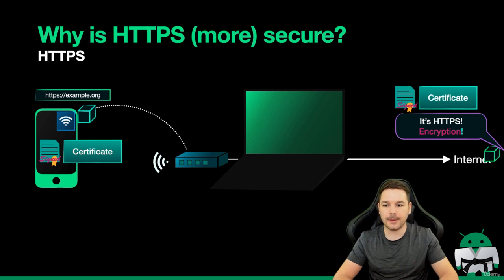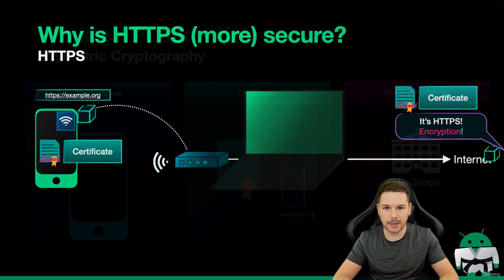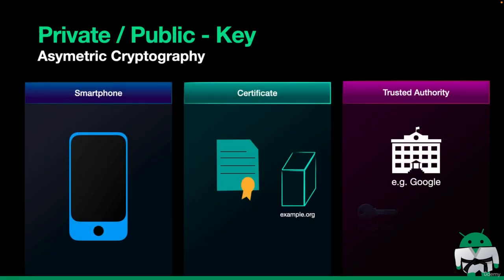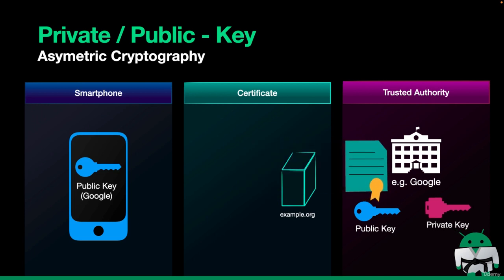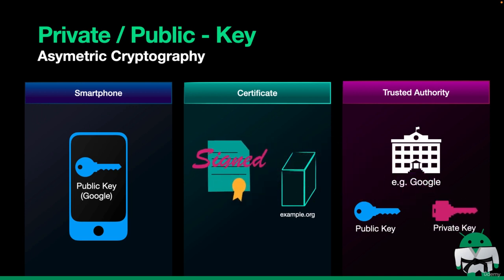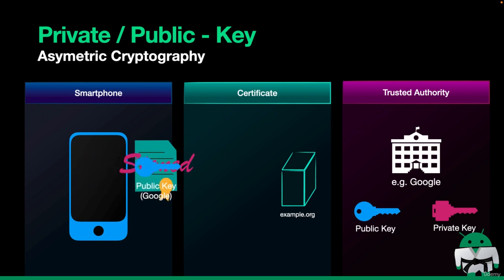Alright? Okay. But now is the question, how can we verify that this certificate has been really signed by Google with the private key of Google and not by some third-party actor over here? The answer for this one is asymmetric cryptography. Based on this principle, Google can sign the certificate with the private key and we can verify this with the corresponding public key.